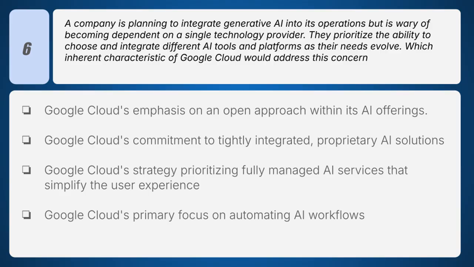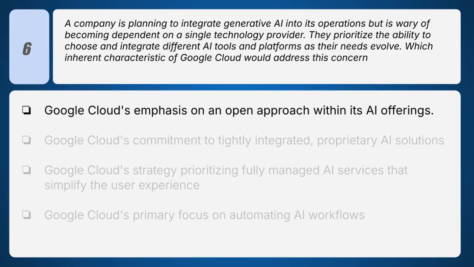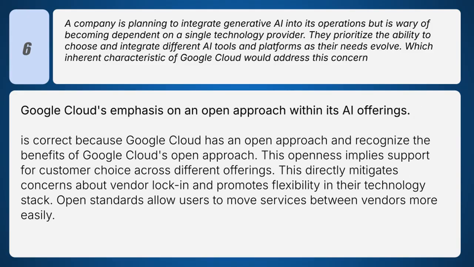A. Google Cloud's emphasis on an open approach within its AI offerings. B. Google Cloud's commitment to tightly integrated, proprietary AI solutions. C. Google Cloud's strategy prioritizing fully managed AI services that simplify the user experience. D. Google Cloud's primary focus on automating AI workflows.